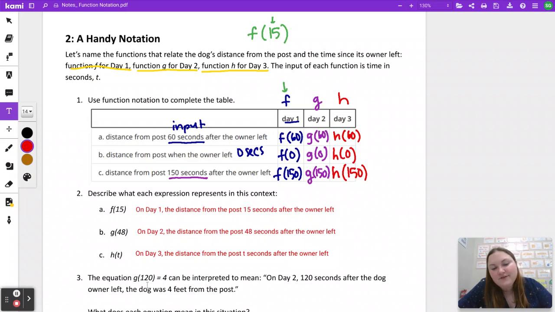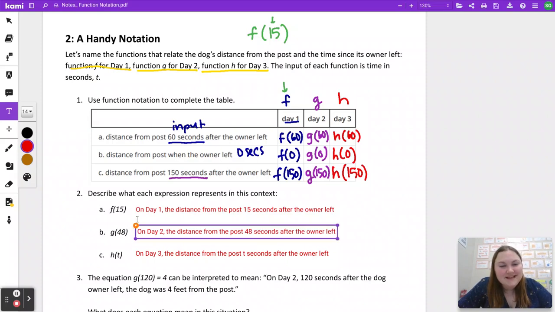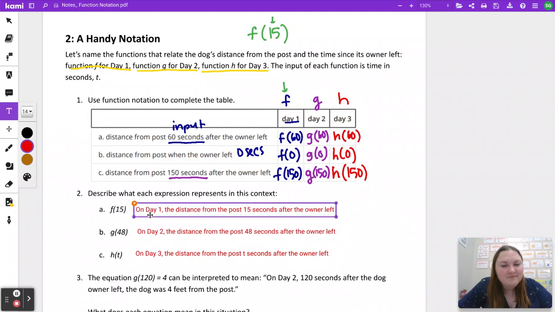So G of 120 equals 4 would mean on day 2, 120 seconds after the dog owner left, the dog was 4 feet from the post. It's similar to what we were doing up here, but now we actually can say what that distance was. We can say how many feet it was away from the post.